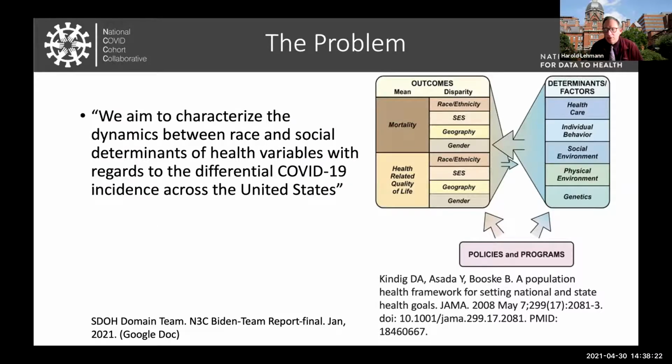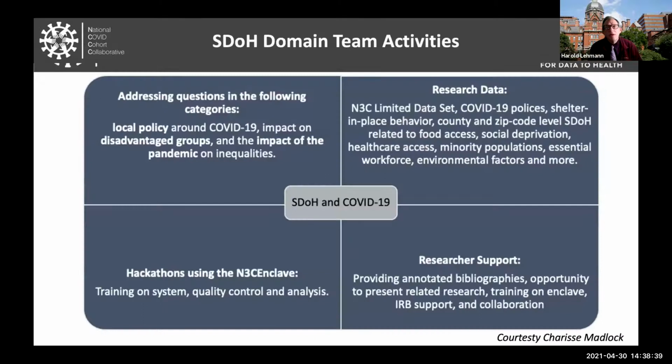The general problem is not a surprise to today's group: how to characterize the dynamics between race and other social determinants of health and outcomes in COVID disease. The graphic you see comes from Kindig et al.'s paper from about 10 years ago. Next slide, please. And the activities of our domain team, again, domain teams are groups of researchers working on a common area. So a domain team can have multiple projects, but we share common concerns, methodology, data, and ideas. How can the group work better than the sum of the parts?